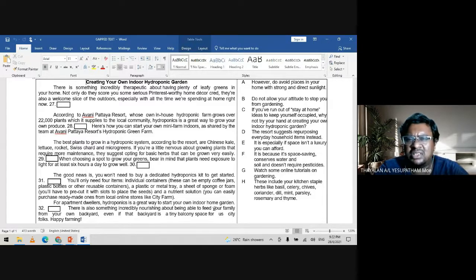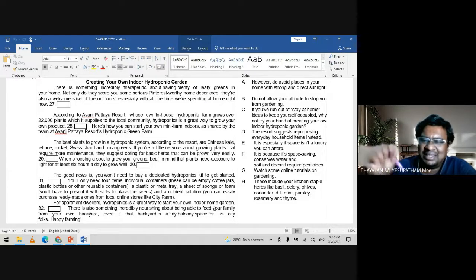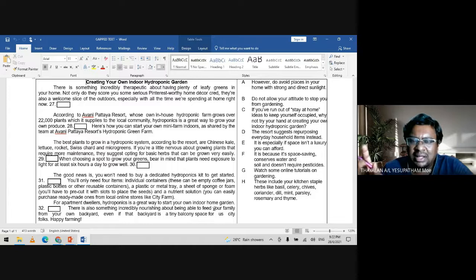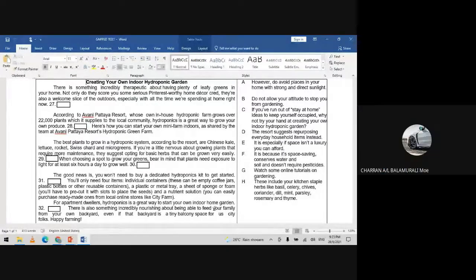This resort suggests repurposing everyday household items instead. They're not talking about that at all yet, right? No. And there is a clue word which is instead. That word has to have something prior to that, to show the contrast. So no. Let's look at E. It is especially if space isn't a luxury you can afford. Has that got any relevance? No. Let's look at F.